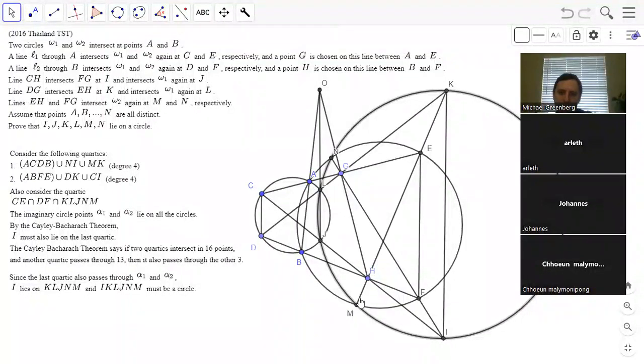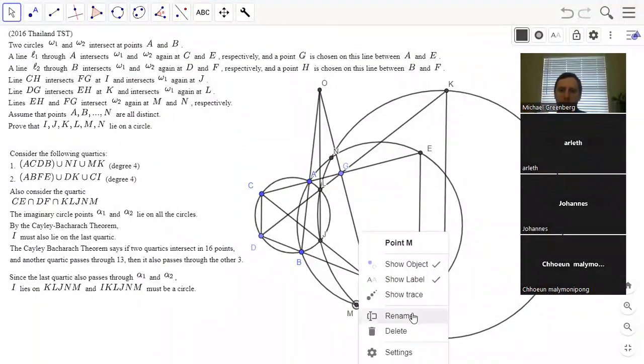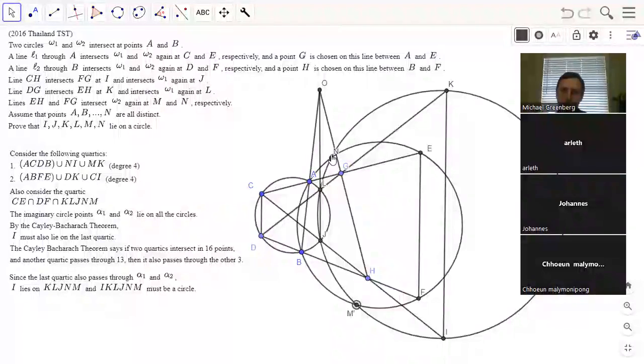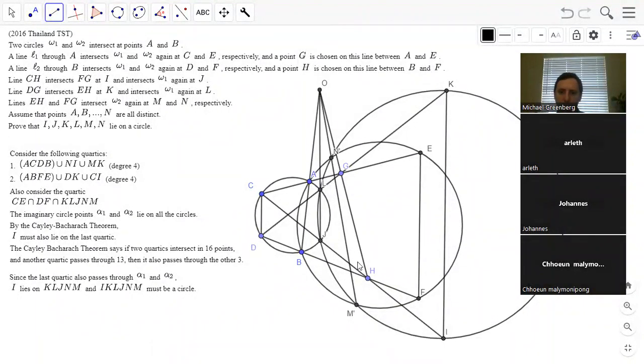But what if we instead define M and N to be the intersection points? Or we could call them M prime and N prime. So like I could hide these two, and we could define M prime and N prime to be where they intersect. And then we know that this is like this, and then we just need to show M prime, H, and K are collinear. That's one way to do it, I guess.